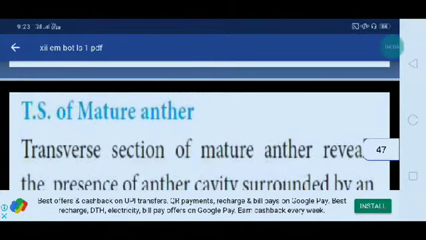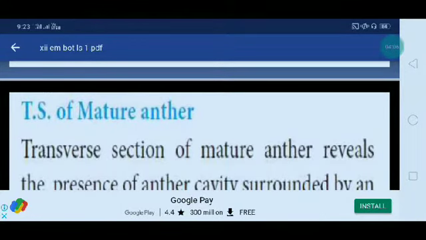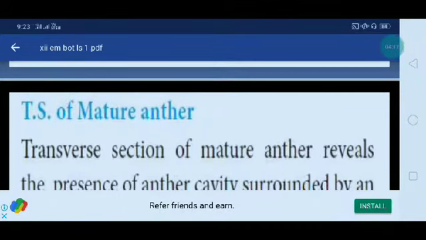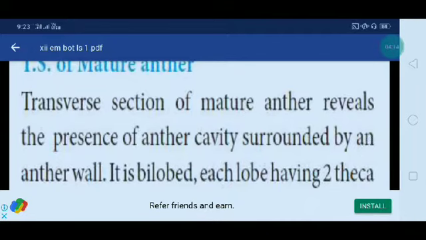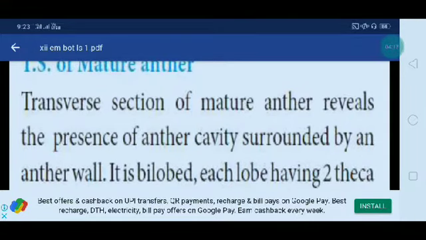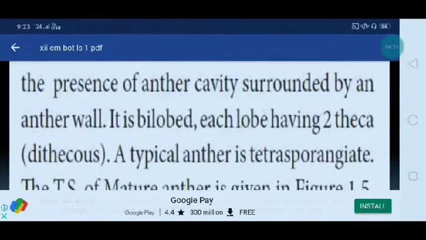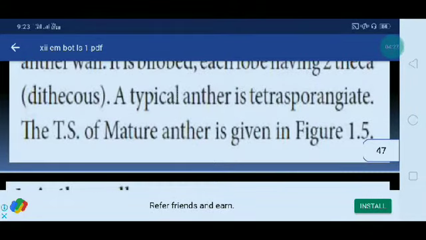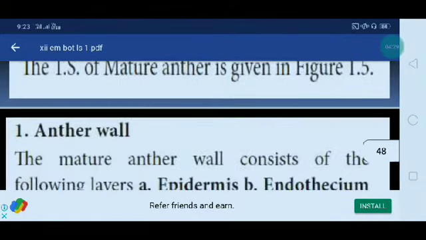The next one, we pass on to the T.S. of a mature anther. Transverse section of a mature anther reveals the presence of an anther cavity surrounded by an anther wall. It is bilobed in structure, each lobe having 2 theca, dithecous in nature. A typical anther is tetrasporangiate. The T.S. of mature anther is given in figure 1.5.